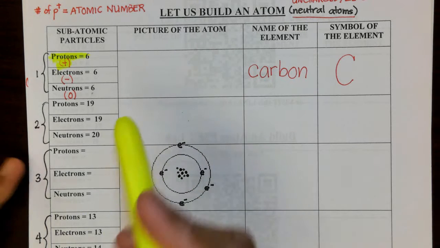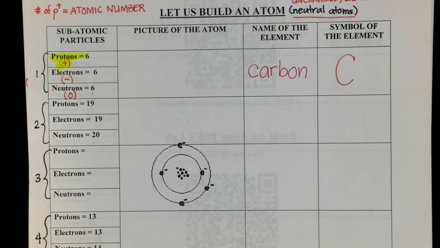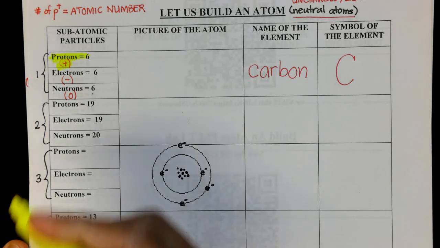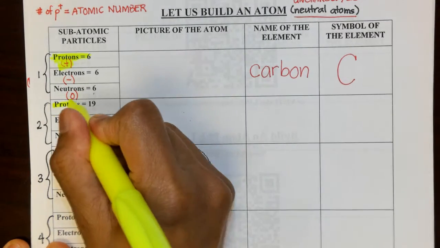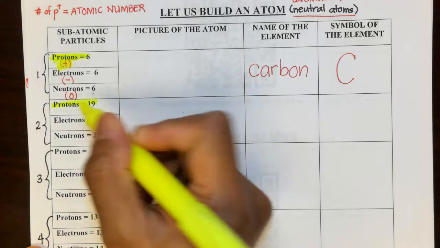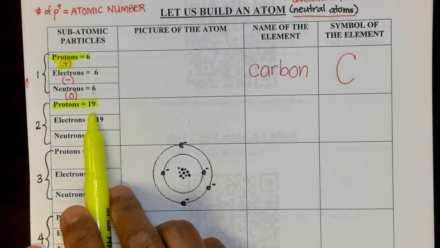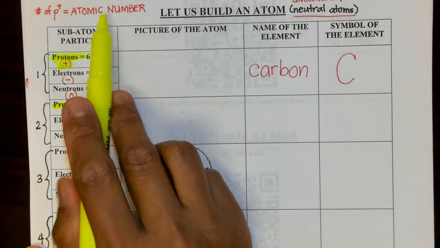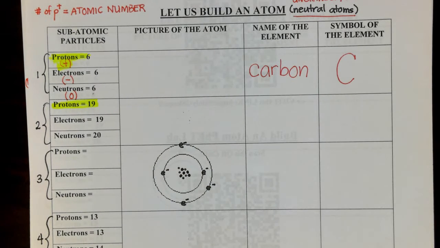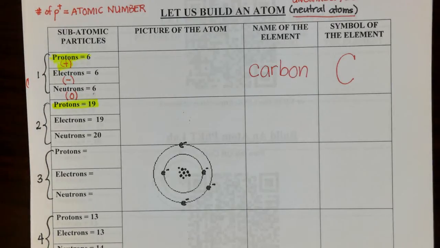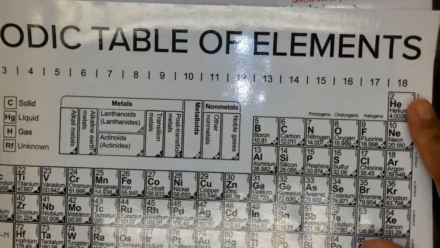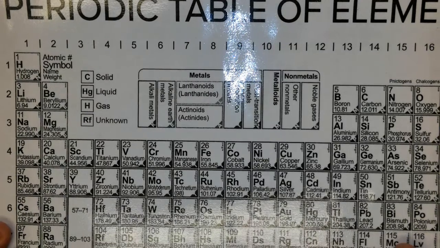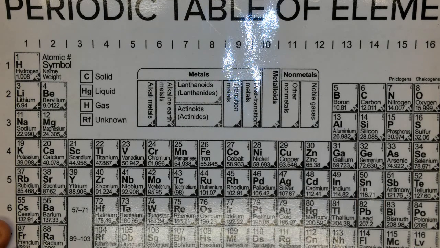So when you are trying to find out the element, what I told you is focus on the protons only. So in number 2, the protons is 19 and the protons is equal to atomic number 19 also. So all you need to do is look at the periodic table and look for element 19. What element do you see on the periodic table as element 19? Anybody who can tell me?